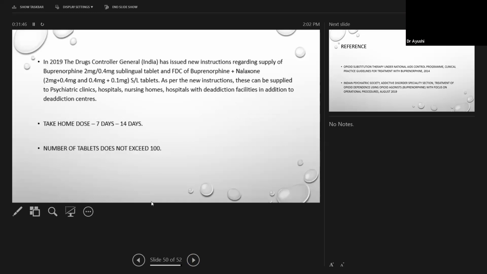But in 2019, the Drug Controller General of India issued new instructions regarding supply of buprenorphine 2 mg and 0.4 mg sublingual tablets, and the fixed combination of buprenorphine plus naloxone, buprenorphine 2 mg plus naloxone 0.5 mg, and buprenorphine 0.4 mg plus naloxone 0.1 mg sublingual tablets. As per the new instructions, these can be supplied to psychiatric clinics, hospitals, nursing homes, and de-addiction facilities, in addition to the de-addiction centers, which was previously the norm.